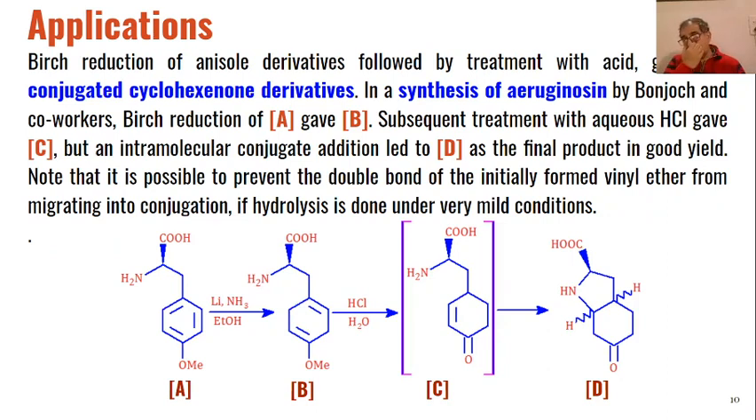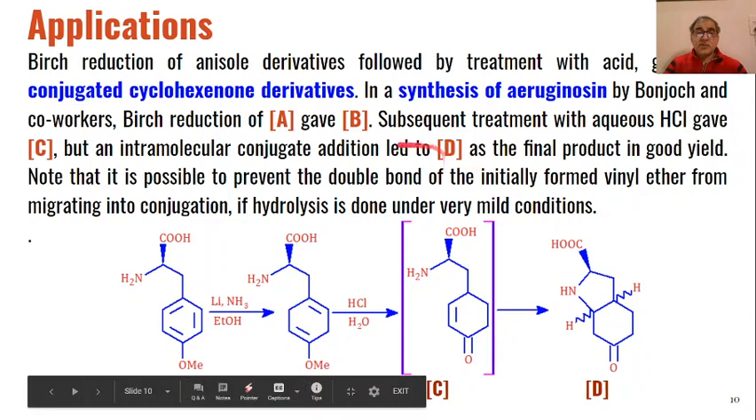Then some common applications of BIRCH reduction. So if we are having this type of aromatic system having a side chain of alpha amino acids, you can see that this is an electron releasing group. So Birch reduction of this type of aromatic system will lead to the formation of these types of cyclohexadienes with alpha amino acid side chain.